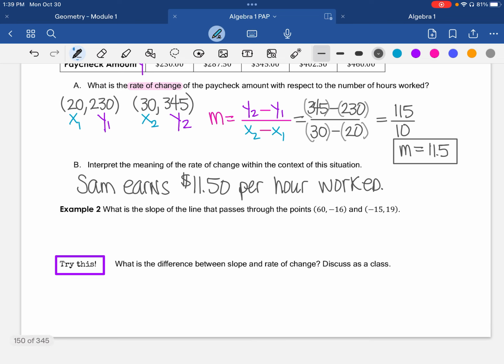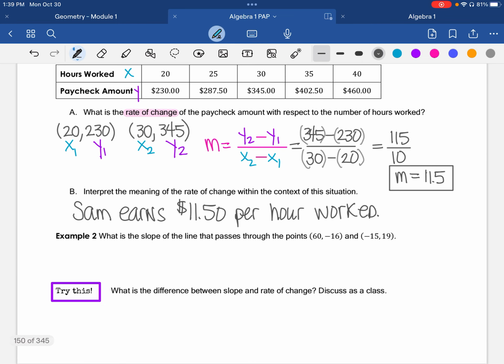All right, let's go ahead and do example 2. What is the slope of a line that passes through the points 60, negative 16 and negative 15, 19? The first thing you're going to do is label your x's. The first values in each of my parentheses are my x's. It is traditional to call them x1 and x2. The second numbers inside my parentheses are my y values. My y's take the subscript of their x.